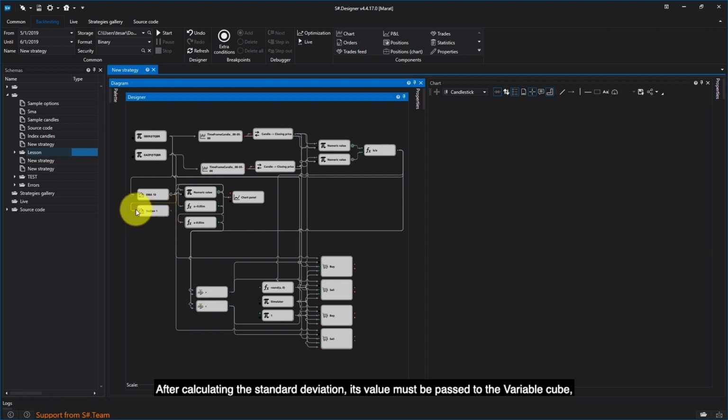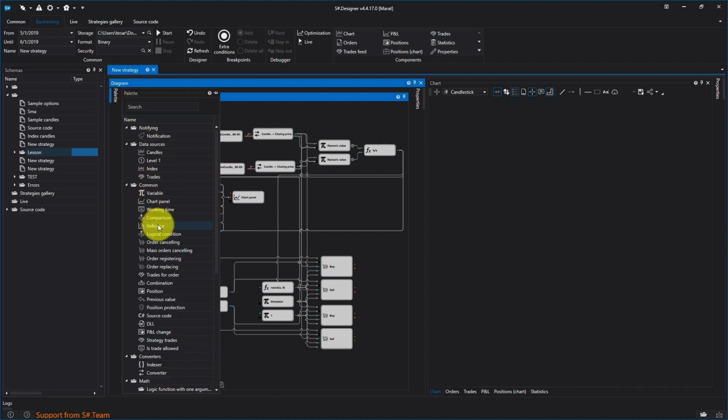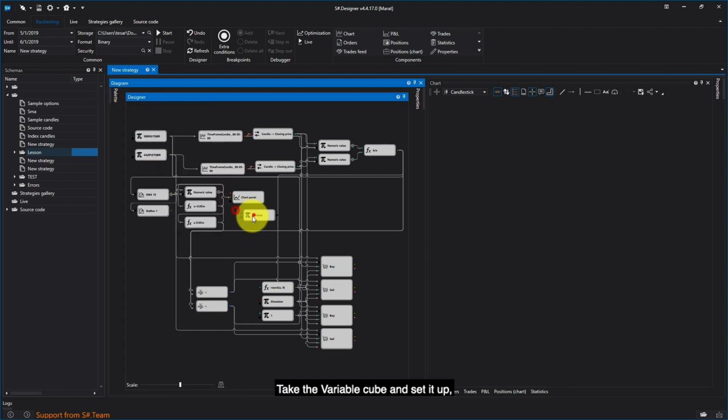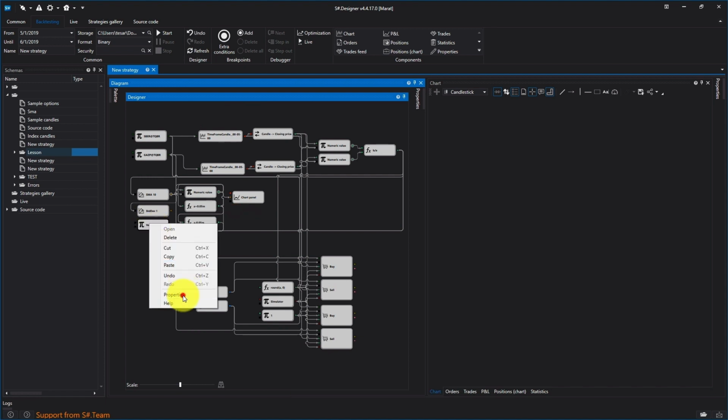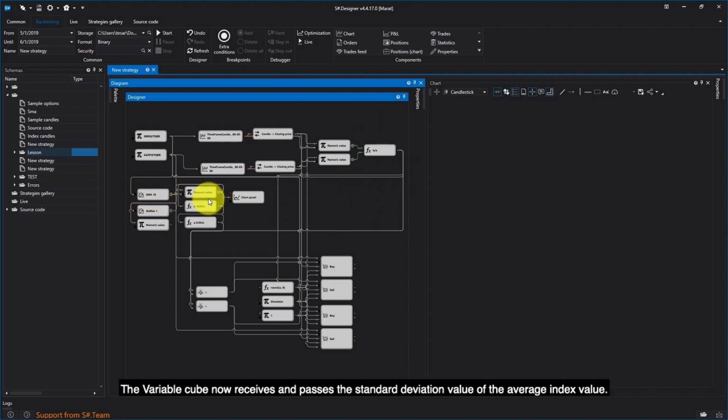After calculating the standard deviation, its value must be passed to the variable cube, which will store and pass it along the schema. Take the variable cube and set it up. Connect the cubes with links. The variable cube now receives and passes the standard deviation value of the average index value. Signal pass will be carried out after the cube receives a signal to the trigger from the indicator cube.